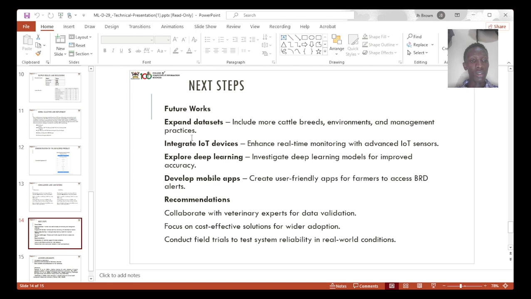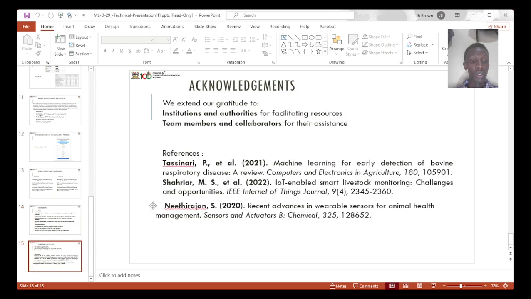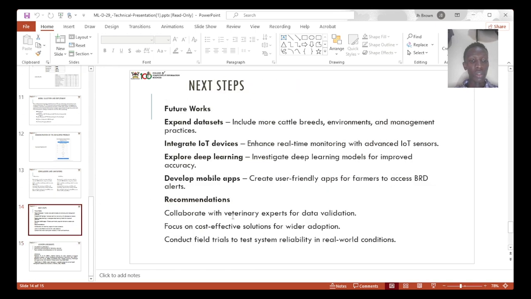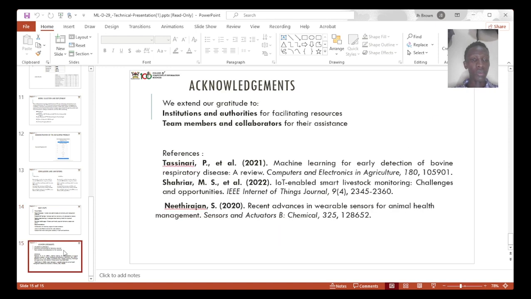Among the future works, we want to expand the data set, integrate IoT devices like collars that have sensors that could monitor the cattle, also explore deep learning, and develop mobile applications that could be used by farmers. And last, the recommendations: more data validation, focus on cost-effective solutions for wider adoption, and conduct field trials to test the system's reliability in real-world conditions.